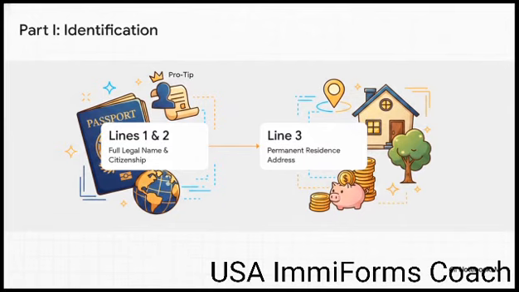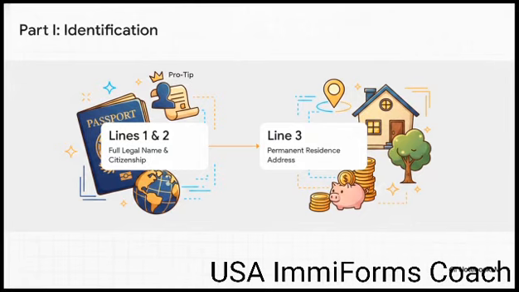Line 1 requires your full legal name exactly as it appears on your official documents. Please do not use abbreviations or acronyms. For line 2, you list your country of citizenship. And here's a great pro tip for you. If you happen to be a dual citizen of 2 foreign countries, just list the country where you currently reside.